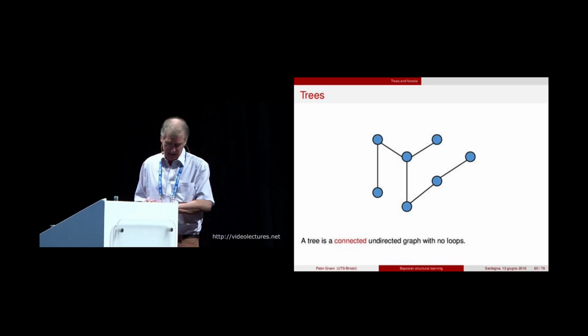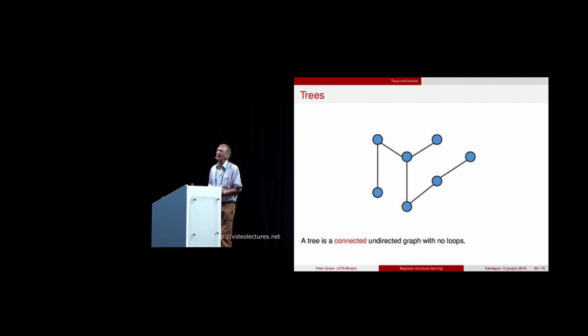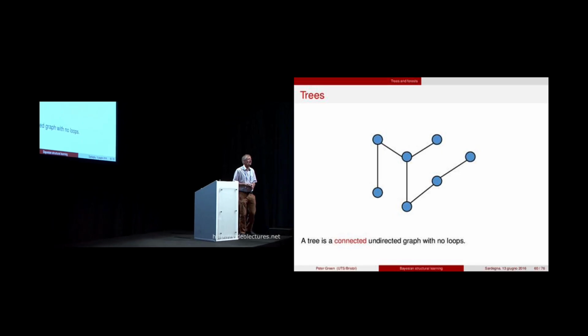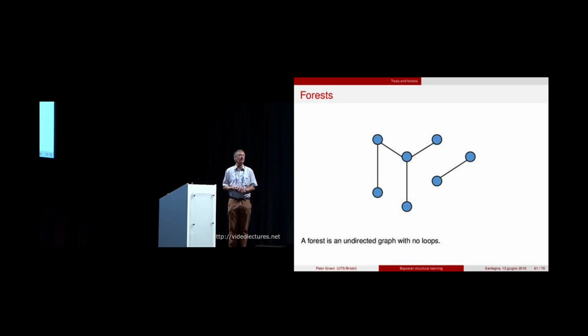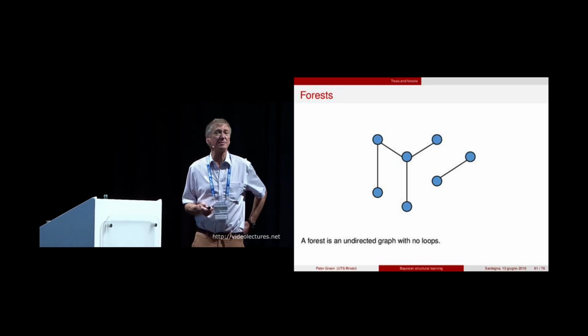I'll say a little bit about trees, and then I must wrap up. A tree is a connected, undirected graph with no loops. And if it's not necessarily connected, we call it a forest. These are themselves decomposable graphs.